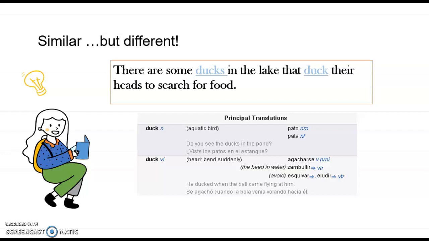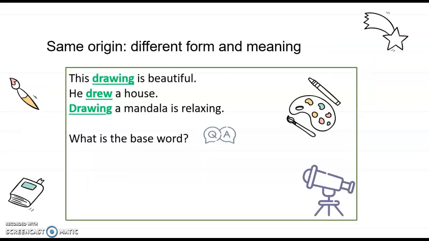Okay, so as you can see, duck has 2 different types of words, a noun and a verb. The noun refers to the animal. The verb refers to an action of going under the water. In the sentence, there are some ducks in the lake refers to the animal in plural. That duck their heads to search for food refers to the action of going down the water to search for food. Let's go to another exercise.